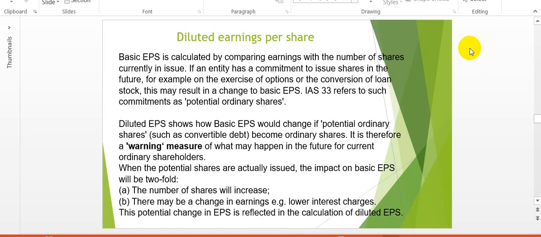So when the potential shares are actually issued, the impact on the basic EPS will be twofold. The first is that the number of shares will increase, and the second is that there may be a change in earnings, e.g. lower interest charges. So this potential change in EPS is reflected in the calculation of the diluted EPS.